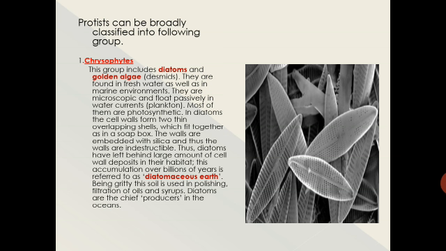Protists can be broadly classified into the following groups. Firstly, chrysophytes. This group includes diatoms and golden algae. They are found in freshwater as well as marine environments. They are microscopic and float passively in water currents, so they are plankton. Most of them are photosynthetic.